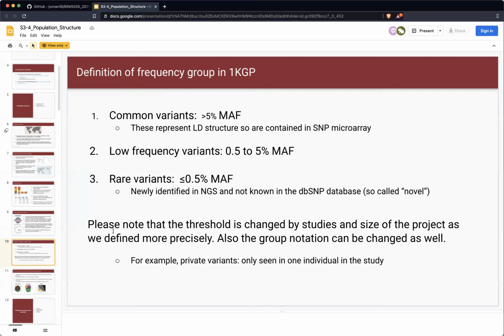So a common variant is one with an allele frequency greater than 5%. And this well represents the LD structure in our genome. And this is also typically contained in a SNP microarray, right?